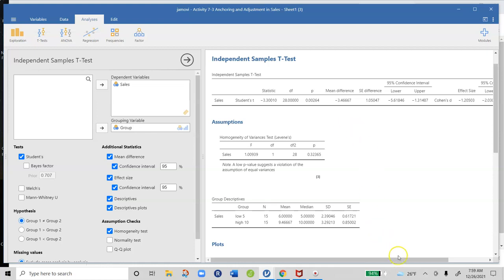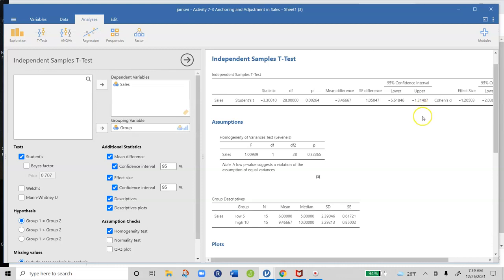Next, we can look at the 95% confidence interval. This first confidence interval is around the mean difference. So in raw score units, our mean difference is negative 3.47, with a lower bound of negative 5.62 and an upper bound of negative 1.31. So we're 95% sure that the true mean difference in the population is somewhere between negative 5.62 and negative 1.31.